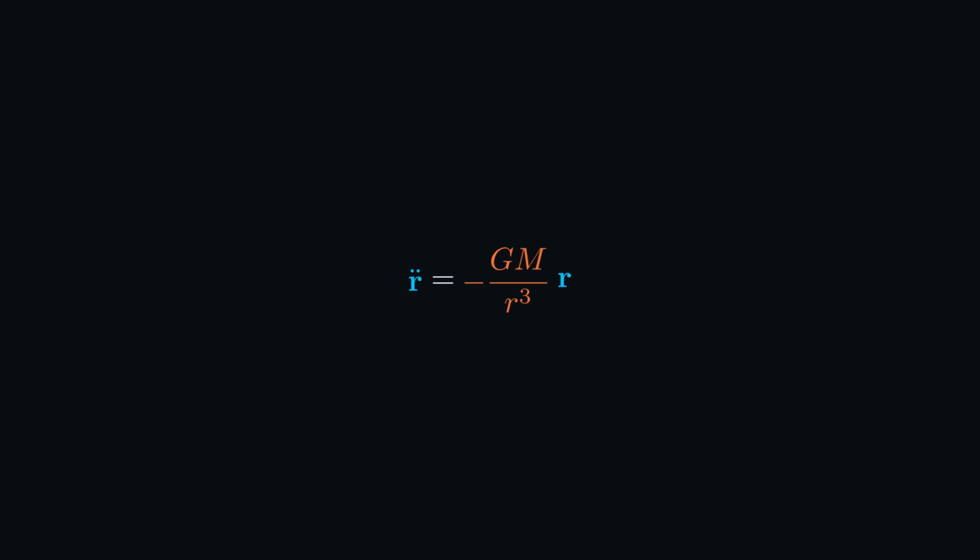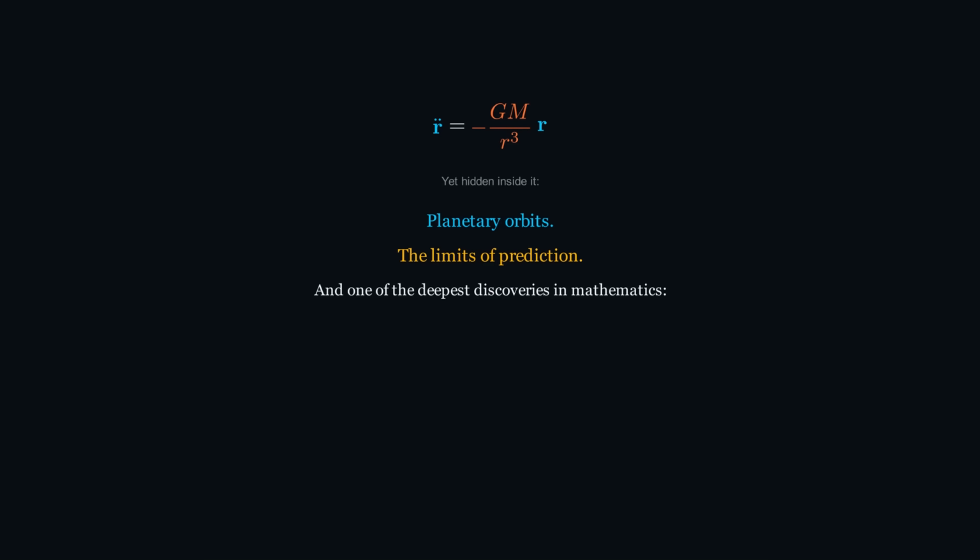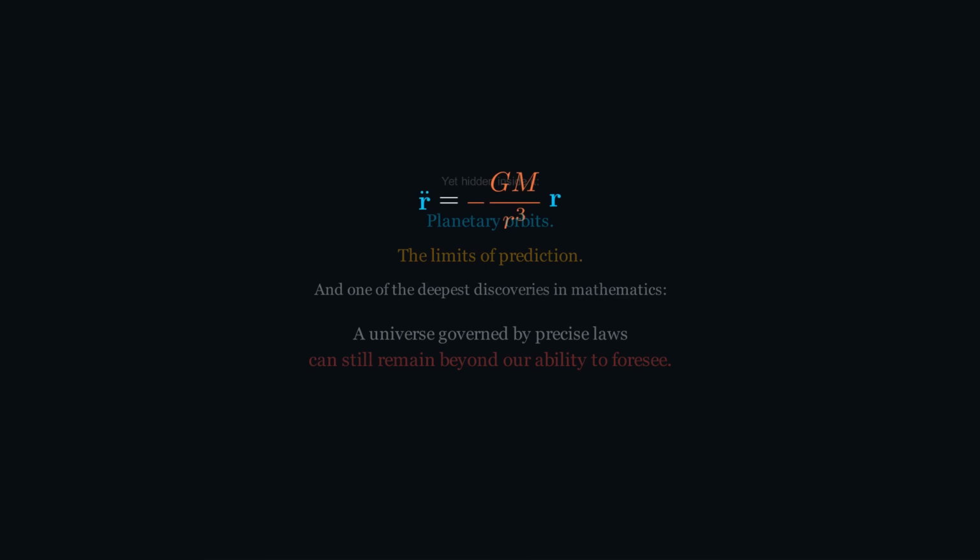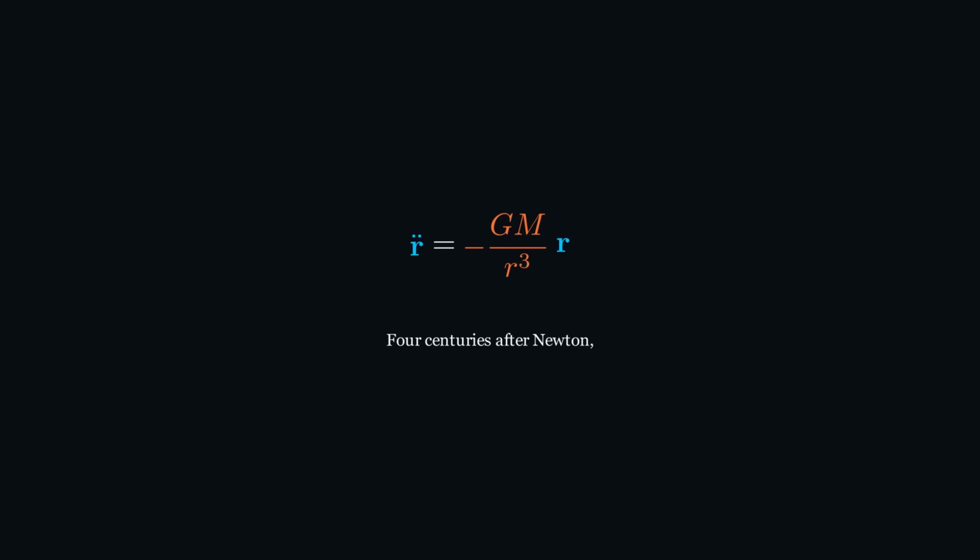That equation from the beginning of this video looks small enough to fit on a t-shirt. Yet hidden inside it are planetary orbits, the limits of prediction, and one of the deepest discoveries in mathematics, that a universe governed by precise laws can still remain beyond our ability to foresee. Four centuries after Newton, differential equations remain our most powerful language for describing change. And some of their most important questions are still unanswered.